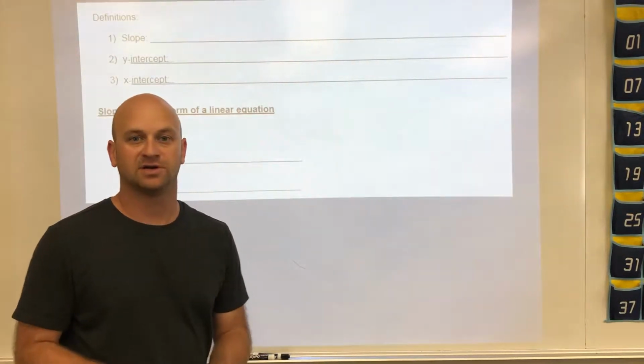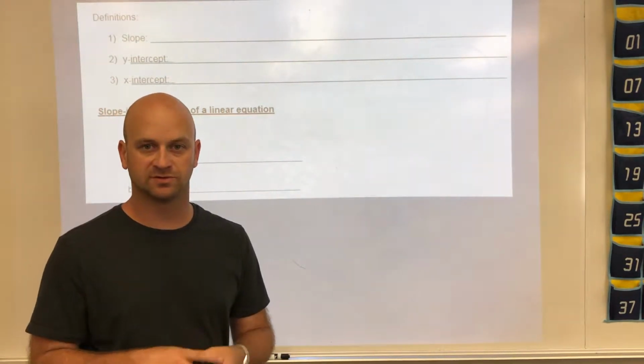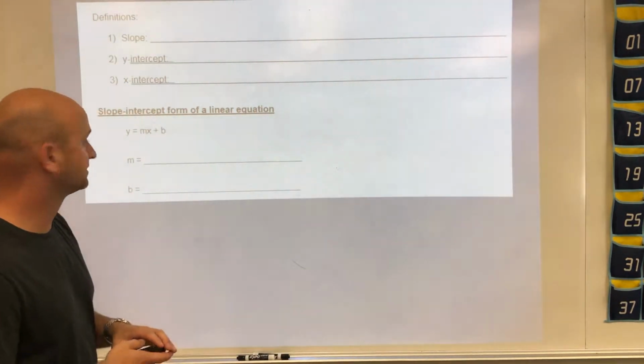All right, today we're going to talk about how to graph lines in slope-intercept form and also determining slope in a couple different ways, including from 2 points. So we need to talk about a couple of things first, some definitions.